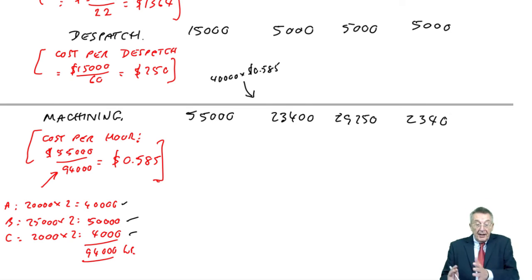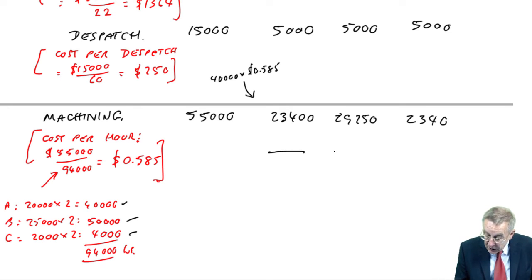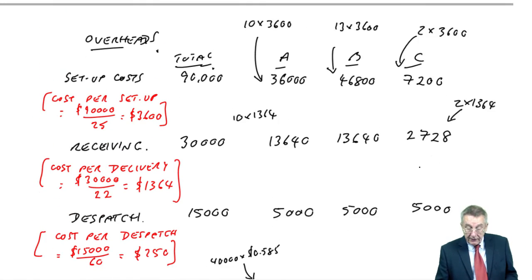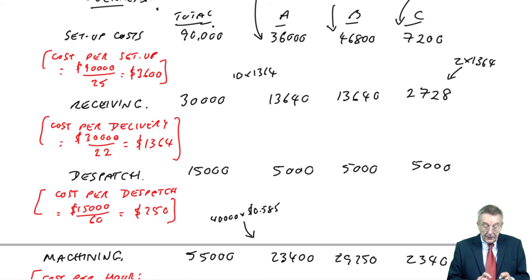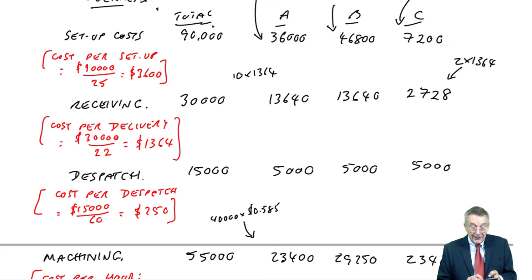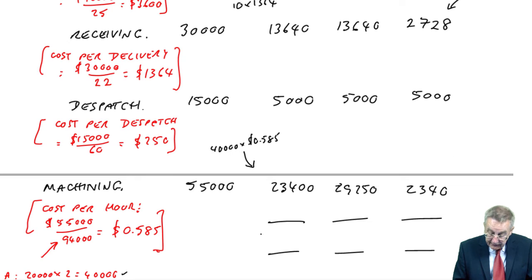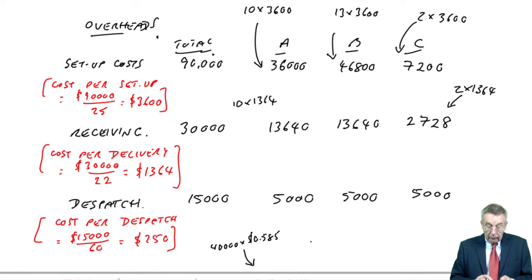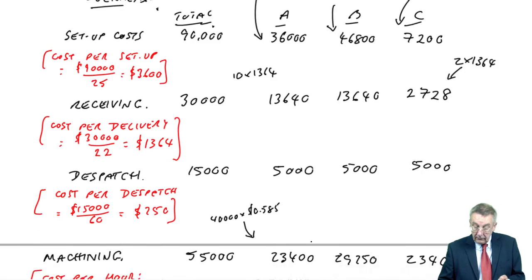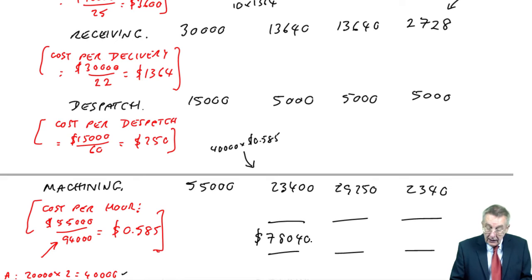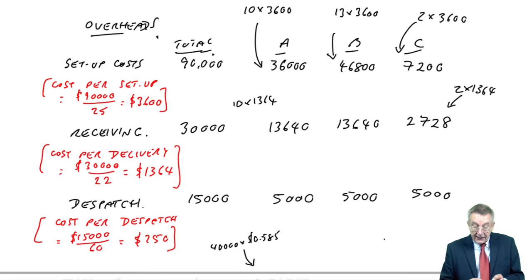Okay, well, now we've split all the overheads between the products, so the total overhead for each product comes to, so if I can do my additions right, for A, 36,000, 13,640, 5,000, 23,400, a total of 78,040. For product B, I get 94,690.